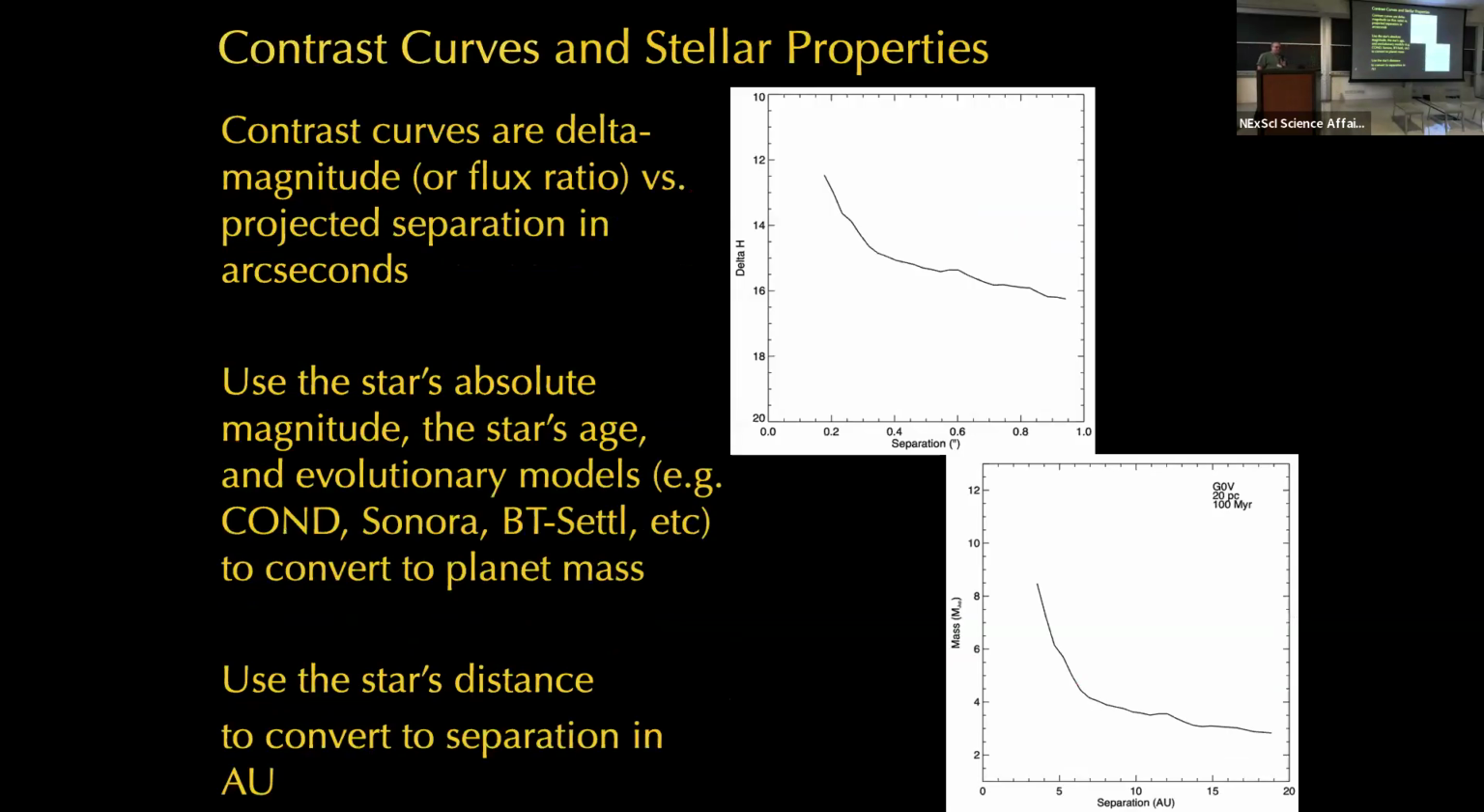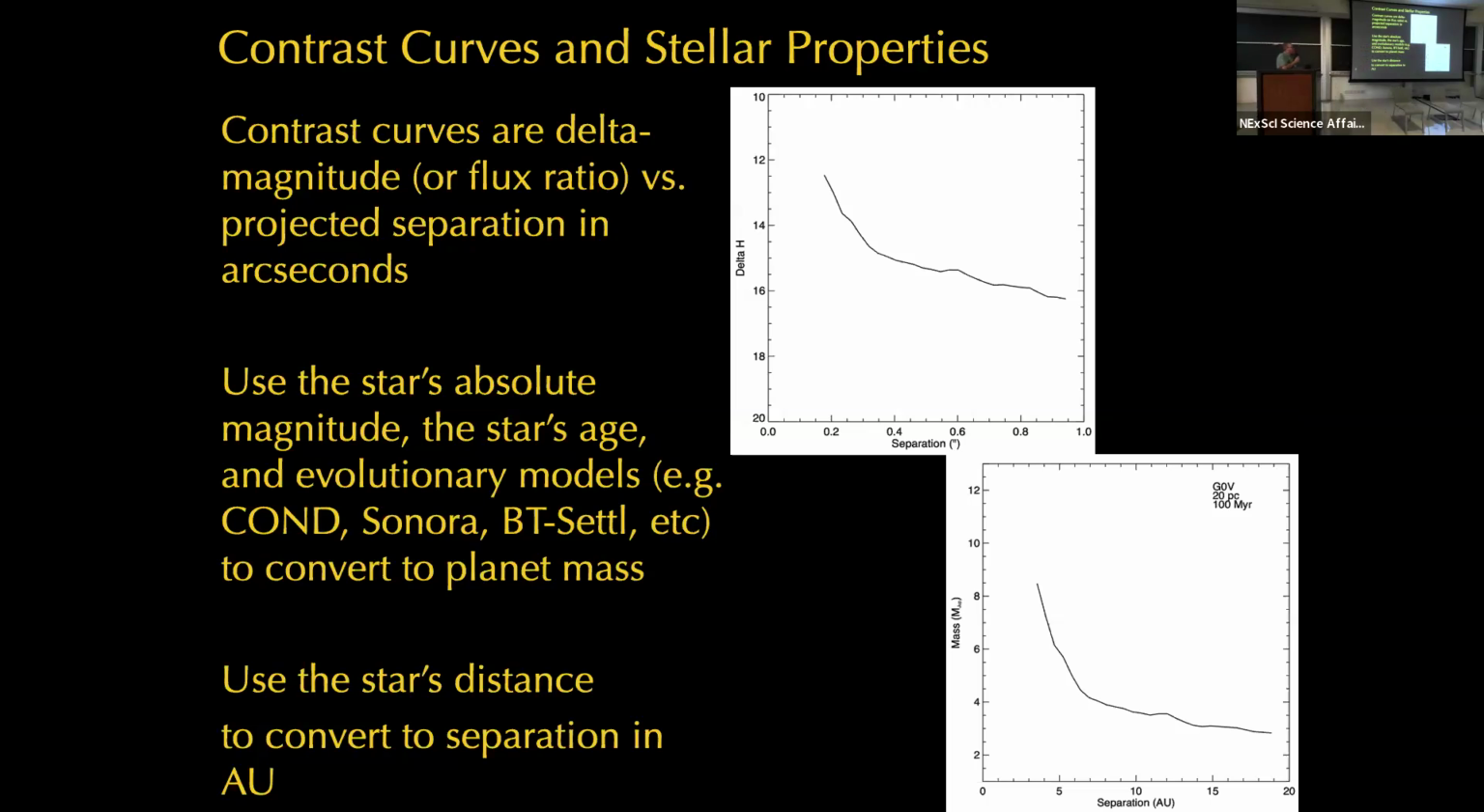And let's just build a little intuition here. We can think about how these contrast curves scale with stellar properties, for example. So here's a contrast curve. I chose one of my favorites from the Gemini Planet Imager. This is a contrast curve in separation versus delta H. You get to a delta H of about 15 magnitudes, or 10 to the minus 6, at about half an arcsecond.